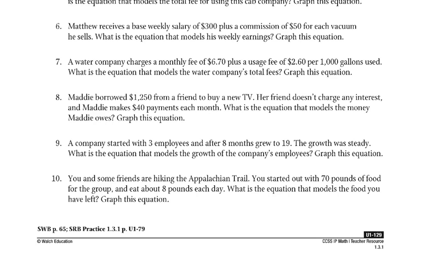A water company charges a monthly fee of $6.70 plus a usage fee of $2.60 per 1,000 gallons used. What is the equation that models the water company's total fees? Graph this equation. So we start out at 670, right? So we go y equals 670. I'm trying to do this one without a table. We have a usage fee of $2.60 per 1,000 gallons used. So the first 1,000 gallons we'd add $2.60. The second we'd add $2.60 again. Then we'd keep adding $2.60, right? Well, how do we shortcut that? Multiplication. Do we know how many gallons we'll use? No, so we use the x.